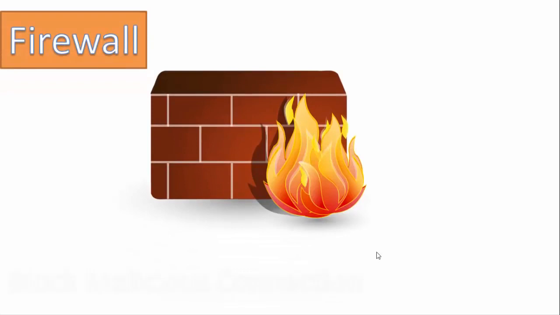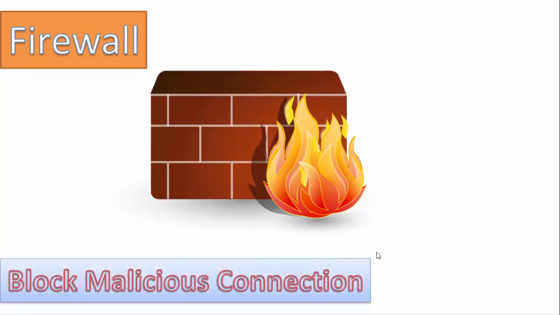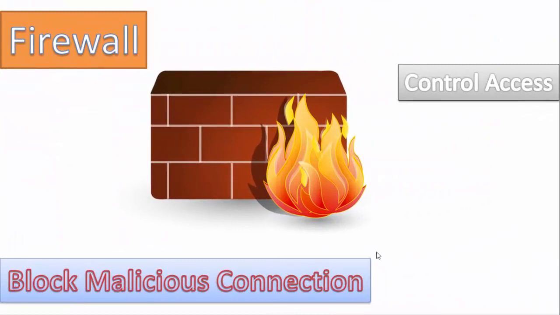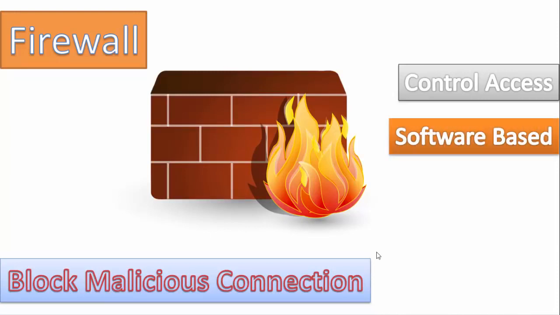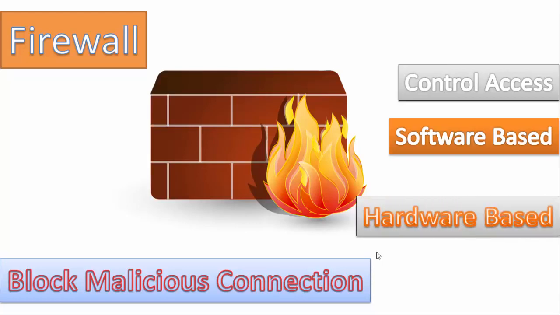Now, talking about the firewall, a firewall is software or hardware that blocks malicious connections. It can control access. Firewalls, as you know, are of two types. One is software based, as we have in our homes in Windows, and the other is hardware based. These hardware based firewalls are used in big networks. So this was the basic introduction to network devices.